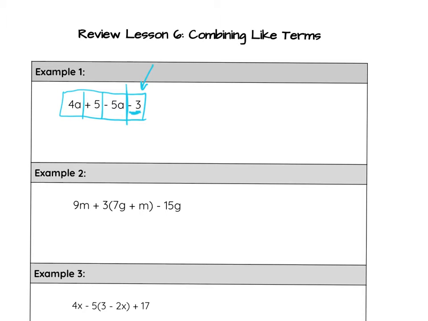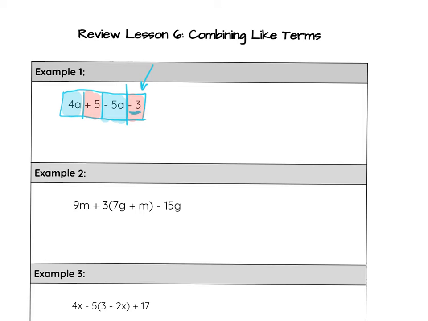So from here, you pick terms that are considered like. So what makes terms like is the variable. So 4a and negative 5a are like terms because they have the same variable, and then 5 and negative 3 are both like as well because they both don't have a variable.